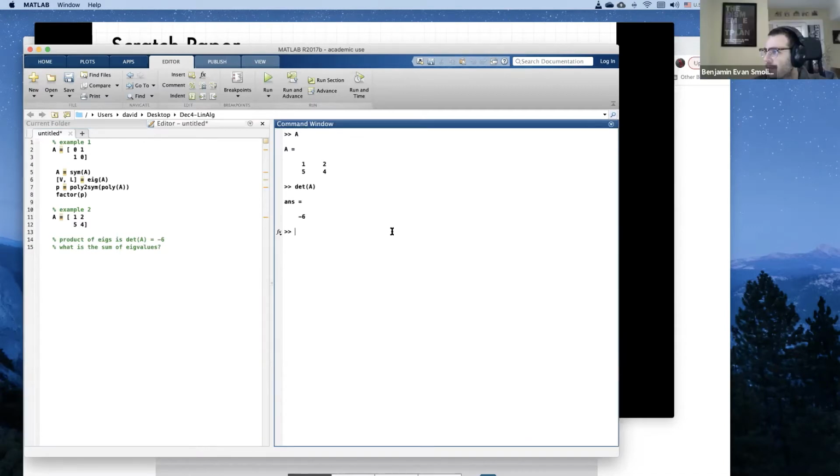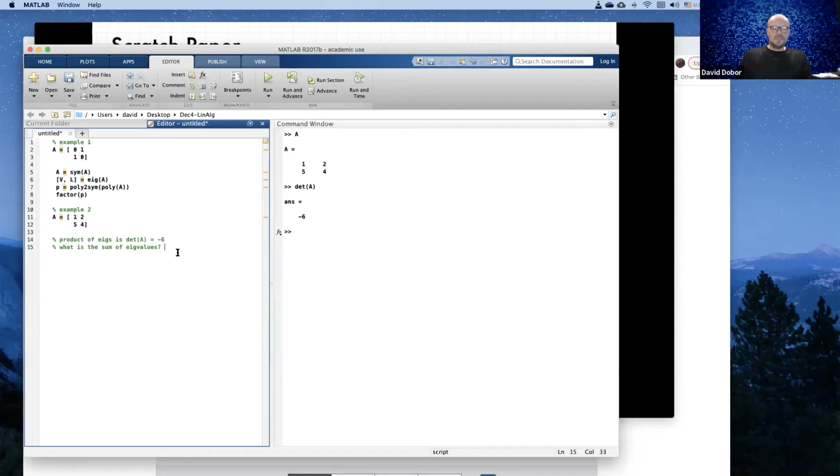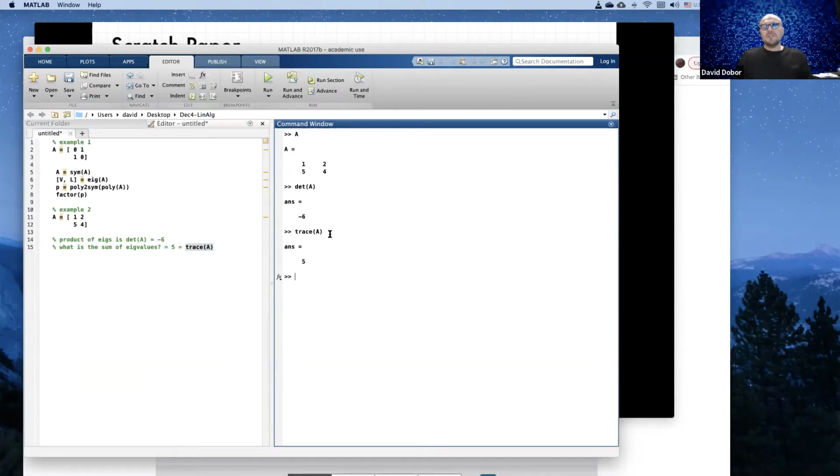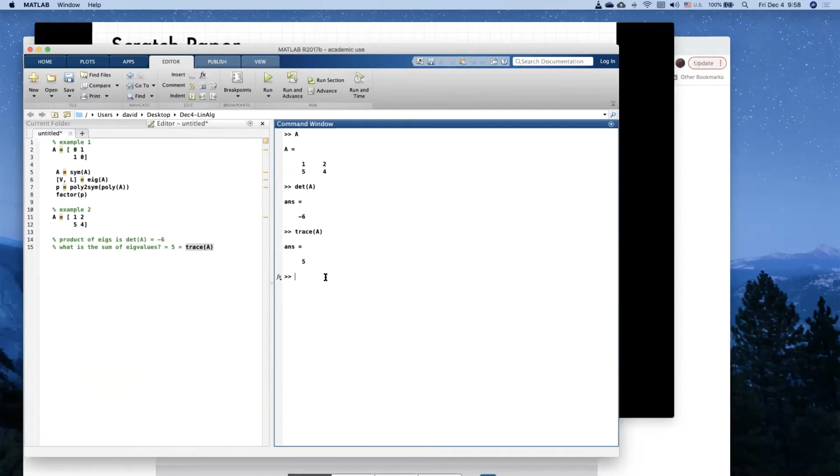Shouldn't it be 5 because that's the trace? Yeah, that's exactly right. Should be 5. Equals 5. Equals trace of A. I don't know if trace of A or tr of A is a command, but apparently trace is a command in that. So it tells me that's that.